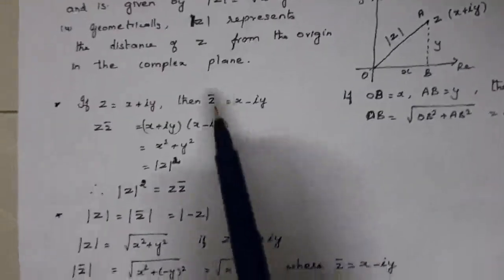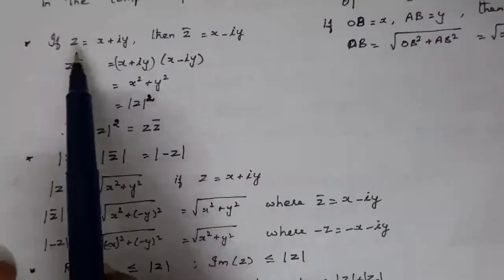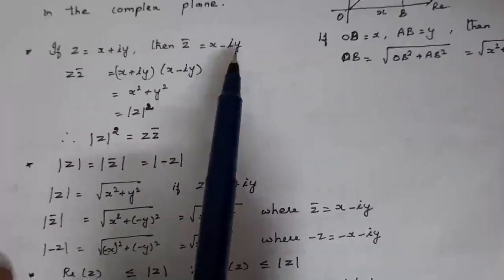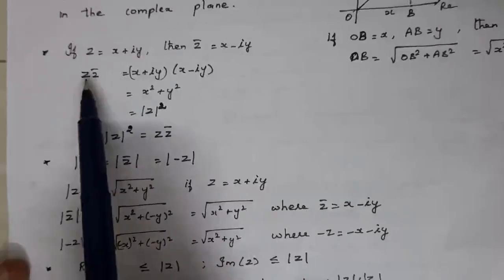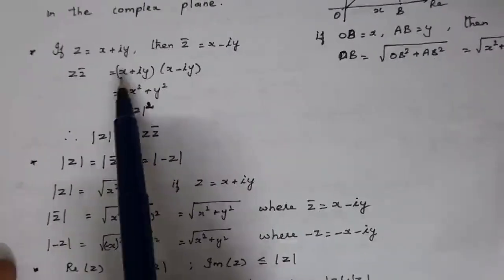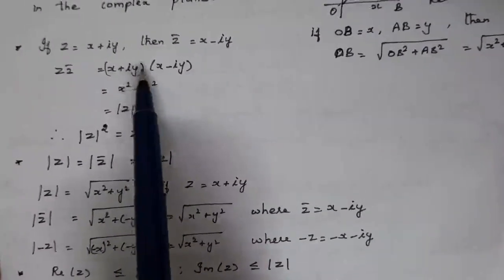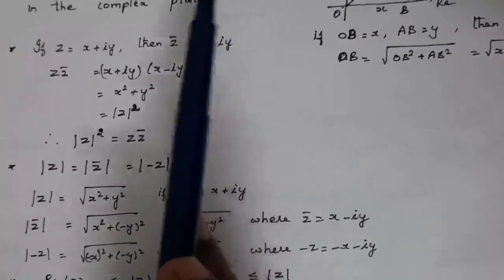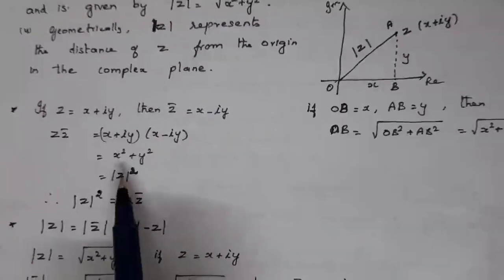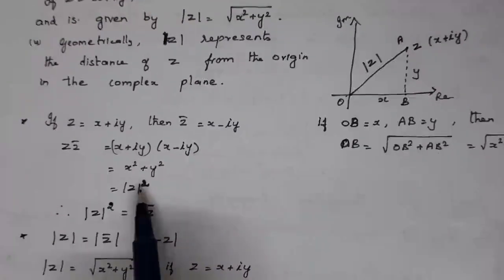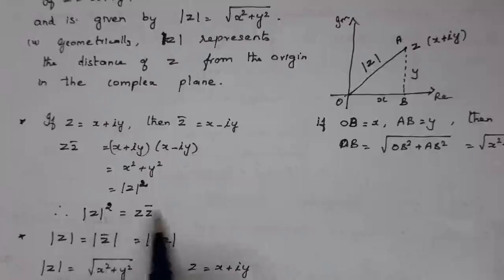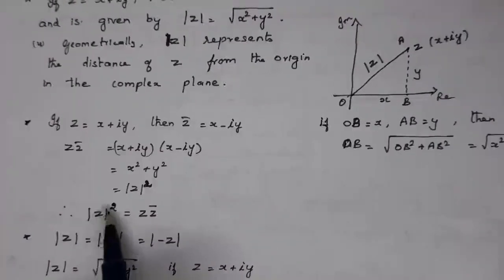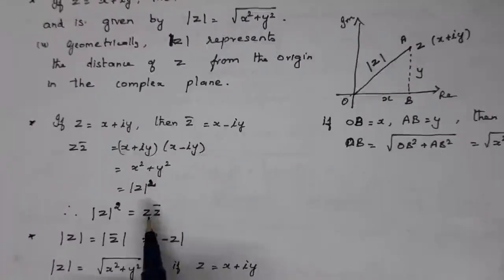Now let us see the properties of modulus. If z is equal to x plus iy, you know that z bar, its conjugate, is x minus iy. Let us see what happens if you multiply z and z bar. Already we have seen that when you multiply x plus iy and x minus iy, it will be equal to x squared plus y squared. But root of x squared plus y squared is modulus of z. We can write it as modulus of z the whole squared. So, this is a relation connecting the conjugate and the modulus of a complex number. Modulus of z squared is equal to z into z bar.